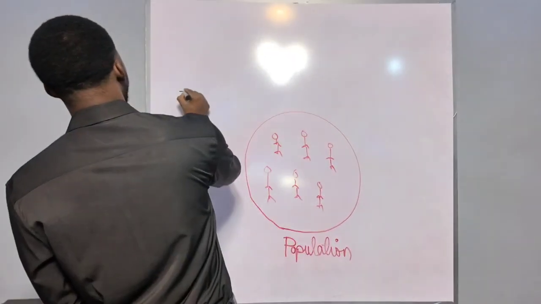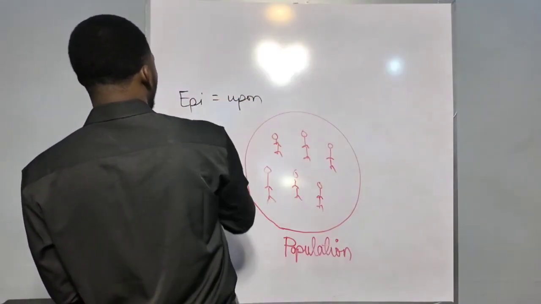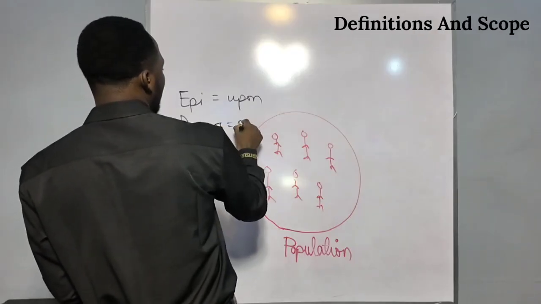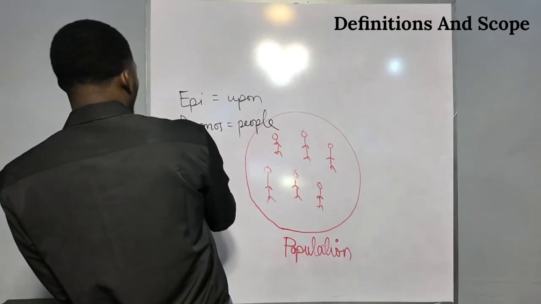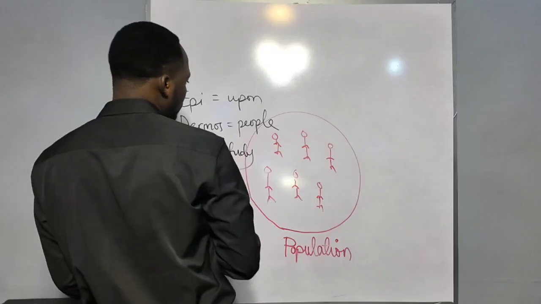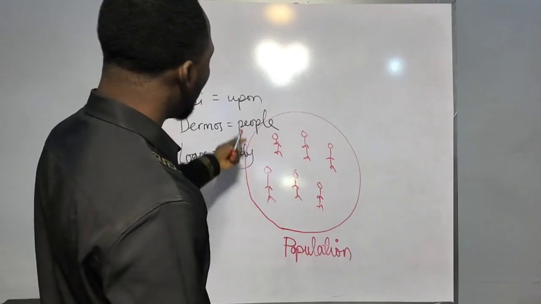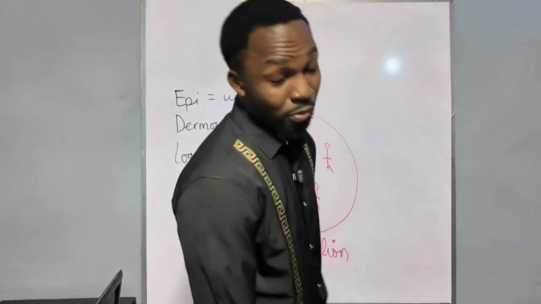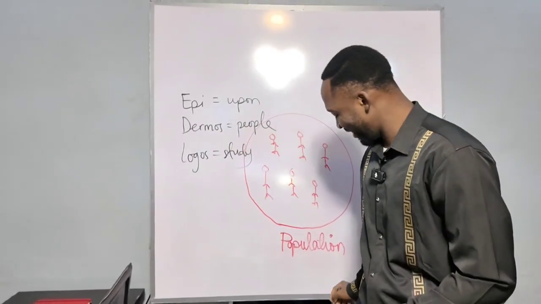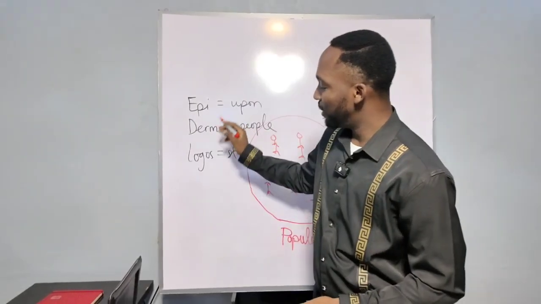So we have epi, and this is upon. We have damos for people, and logos for study. Thus, epidemiology, simply put, is the study upon people. Study upon people, that's epidemiology. But let's leave this fancy definition. Anyway, this is the origin of the word epidemiology.